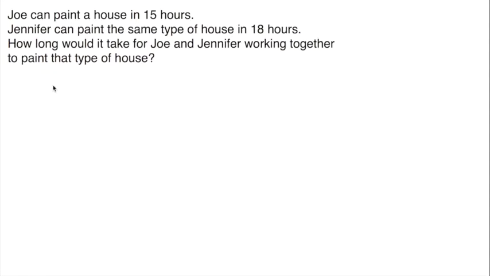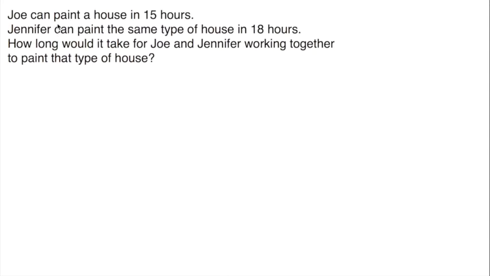This type of problem is called a work type problem, and generally it splits the work into two separate people or two different machines or more. So here we have Joe can paint a house in 15 hours and Jennifer can paint the same type of house in 18 hours. And then it'll ask, how long will it take them to paint the same type of house?